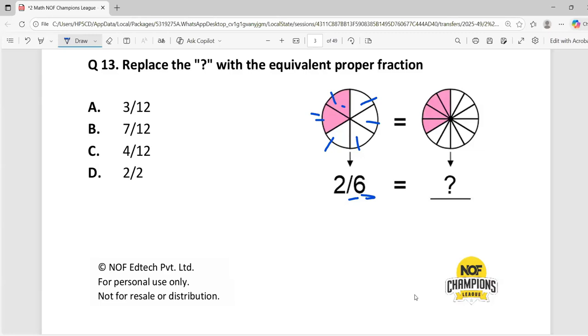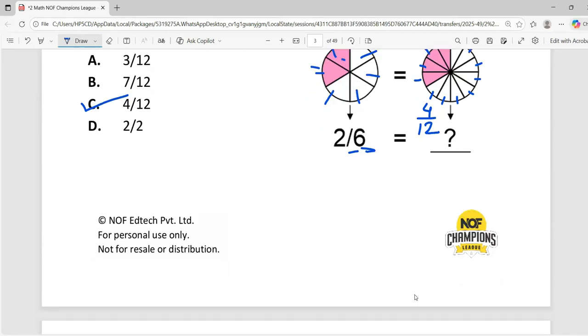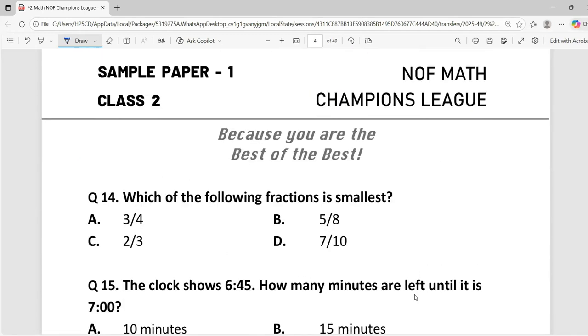Now, we have to see here 1, 2, 3, 4. 4 is shaded and 4, 5, 6, 7, 8, 9, 10, 11, 12. So 4 by 12. Now 4 by 12, see where it is? Question number 13, 4 by 12 is on option C. So our answer C is correct for question number 13.